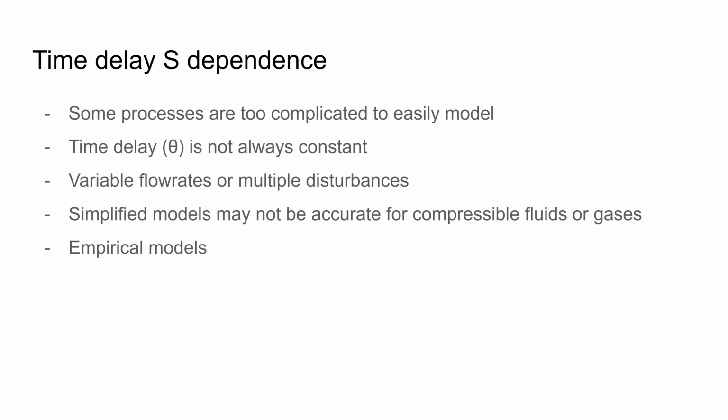Furthermore, these simplified models may not be accurate for compressible fluids or gases. In some cases, they may be accurate for laminar flow or non-Newtonian fluids, but extra caution must be taken. And in these much more complicated cases, empirical models can be very useful for determining process behavior. These empirical models typically utilize least squares regression and computer software, which allows the analysis of almost any system. However, these methods can be much more time-consuming, require robust computer software, and a large amount of accurate data.